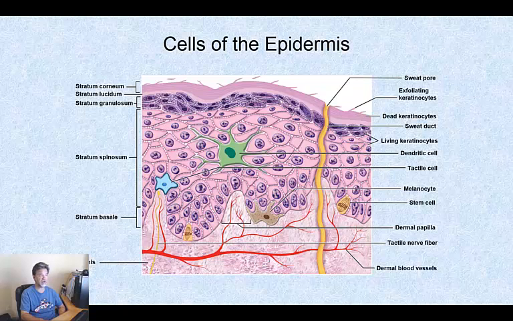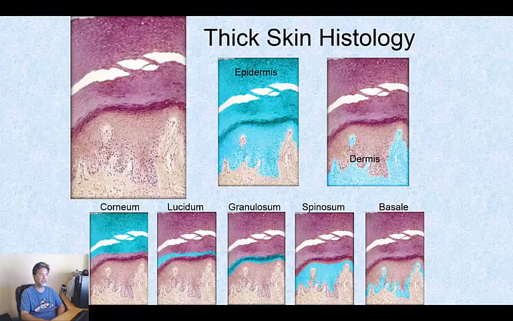You can see how the stratum germinativum eventually forms into the spinosum, which forms the granulosum, then the more superficial layer of the lucidum, only present in thick skin, and then finally the stratum corneum. And here they are laid out. This is from your Anatomy and Physiology Revealed program, your APR.